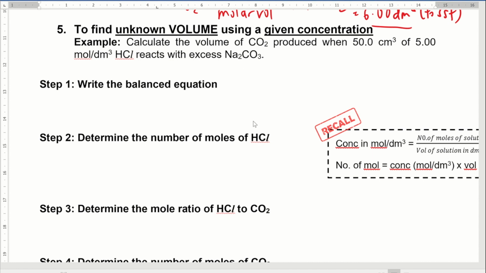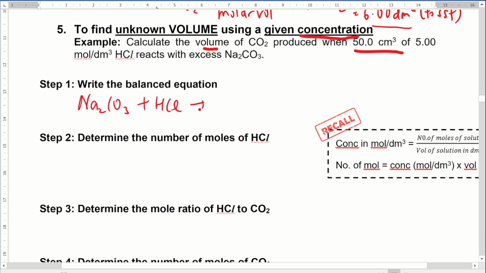We are using mole ratio again, just that instead of using a given mass, I'm giving you a given concentration. So now you are given the concentration, you find the volume. It's always the same thing. I always need to balance the equation first. So you know that this is a carbonate. A carbonate reacts with acid to form salt plus water plus carbon dioxide. So in this case, I will form my CO2, I will form my water, and my salt here will be sodium chloride. Okay, I balance it.